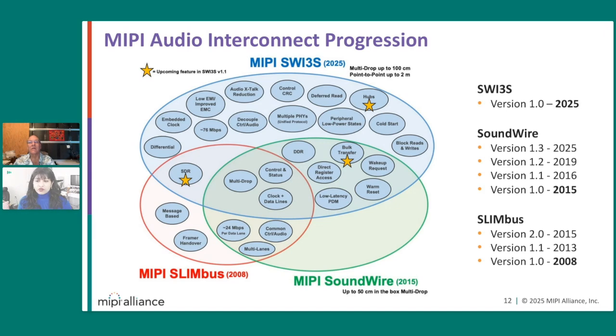And with support for differential low voltage PHY, the bus can operate at voltages as low as 50 millivolts and reach up to 2 meters. And over these two pins, SWIS delivers up to 76 megabits per second of bandwidth. But what really sets SWIS apart isn't just these bandwidth numbers, it's the flexibility and robustness of the design.